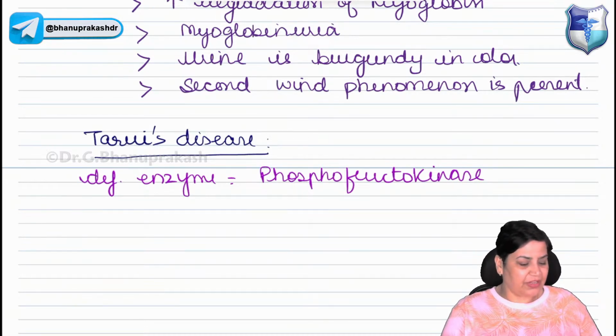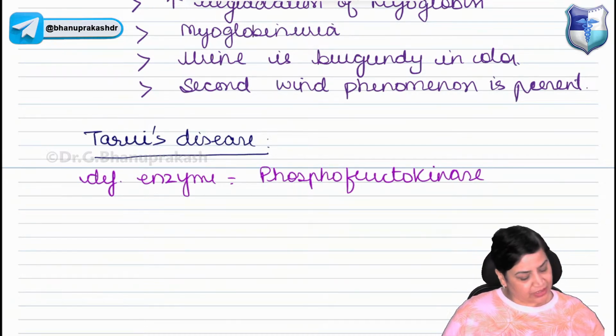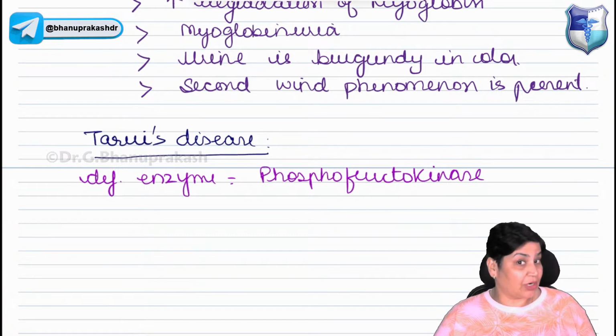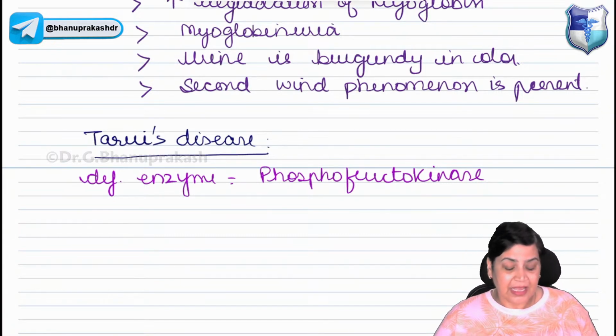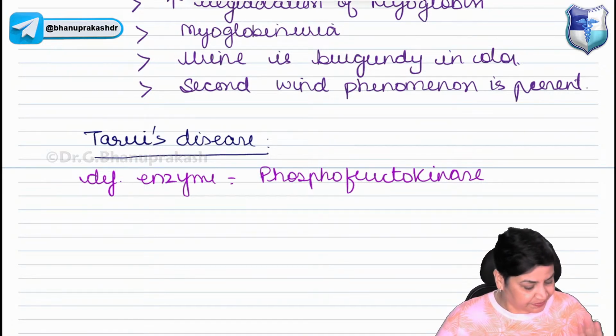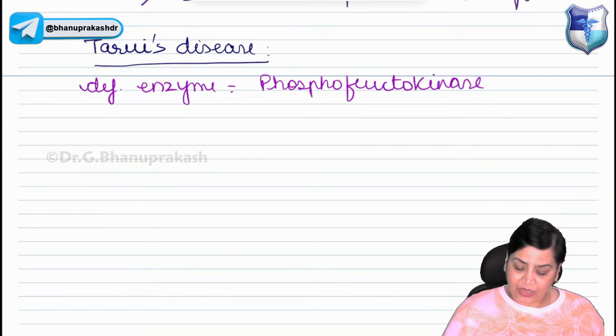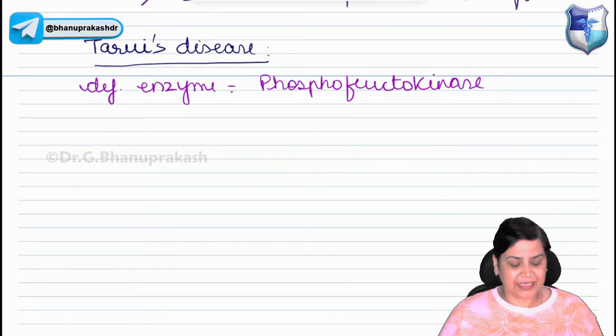Yes, very good, Animesh. We can call it the pacemaker of glycolysis. We can call it a bottleneck of glycolysis, because after this splitting, this is the rate limiting as well as a rate committed enzyme of glycolysis. Clear? In Tarui's disease, phosphofructokinase is absent.